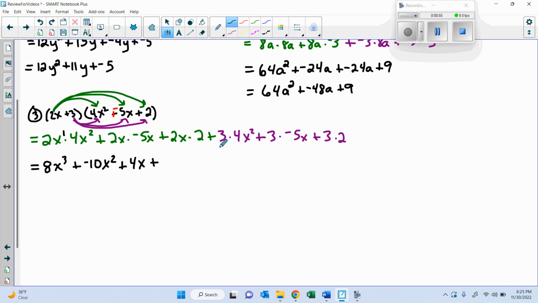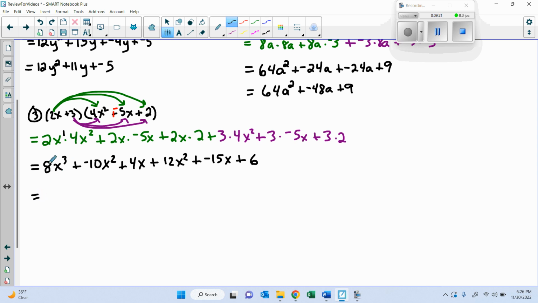Now I need to do the first purple one. So I have 3 times 4x squared. That's going to be 12x squared plus 3 times negative 5x. That's negative 15x plus 3 times 2 is 6. Now I do just like the last one. There's just more terms here. I'm looking for like terms.